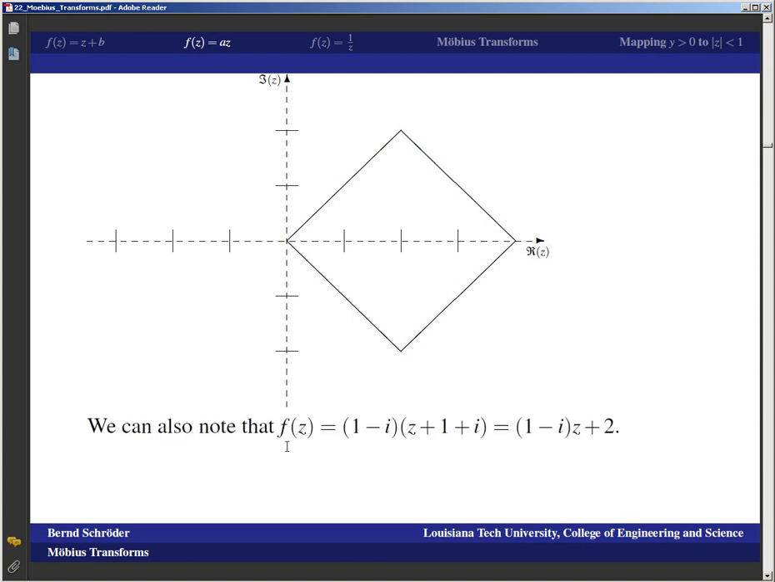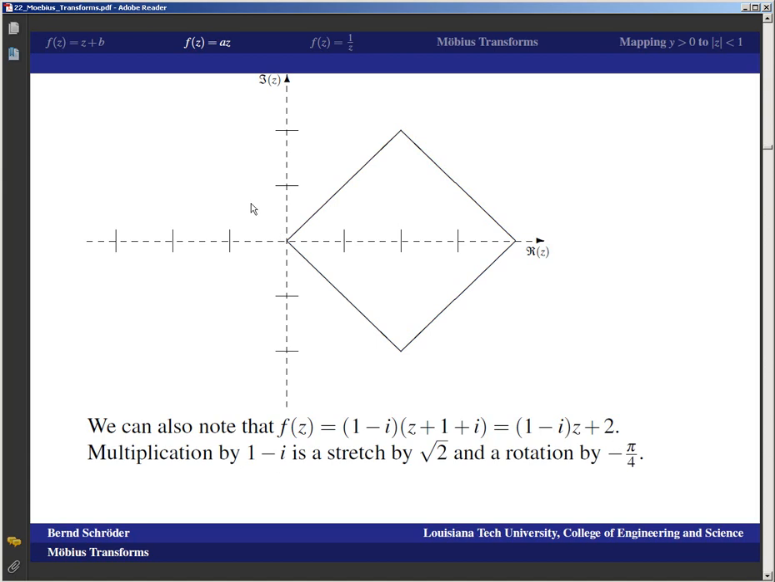Okay, so we could also note here that f of z equals (1 minus i)z plus 1 plus i, that's the same as (1 minus i) times (z plus, well, (1 minus i) times (1 plus i), that's 2, right? And so that would mean the multiplication by 1 minus i is a stretch by root 2 and a rotation by negative pi over 4.